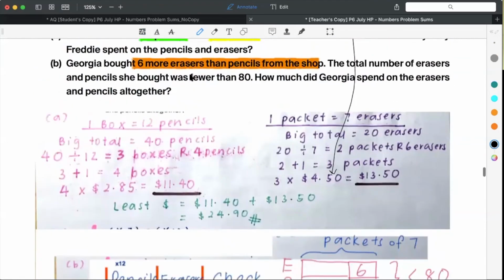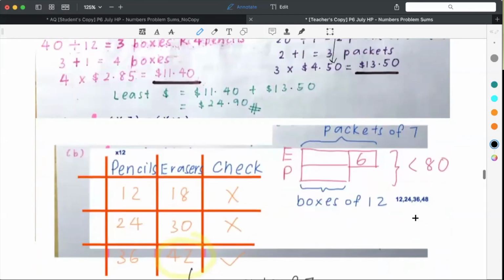Take note, one box you have 12 pencils. So you know that the possible values for this box would be multiples of 12: 12, 24, 36, 48. Is this all right? So if it's 12 pencils, how many erasers would we get? 12 plus 6, 18. Am I right? Is 18 correct? I know it is wrong.